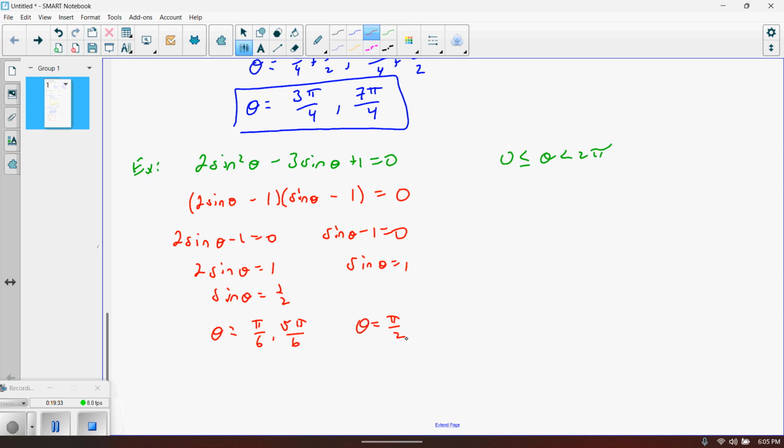All right, let's do 2 more examples, and then I'll show a calculator example, and then we'll be done with this lesson.